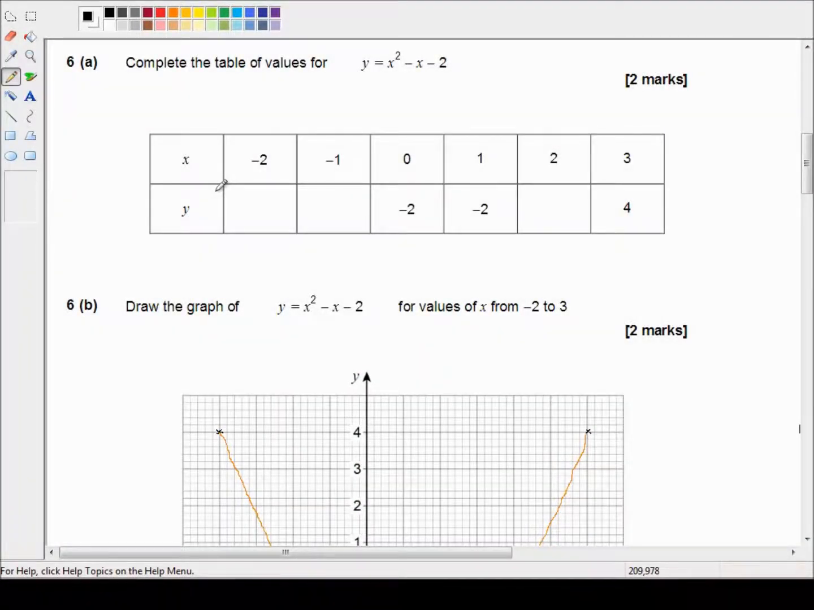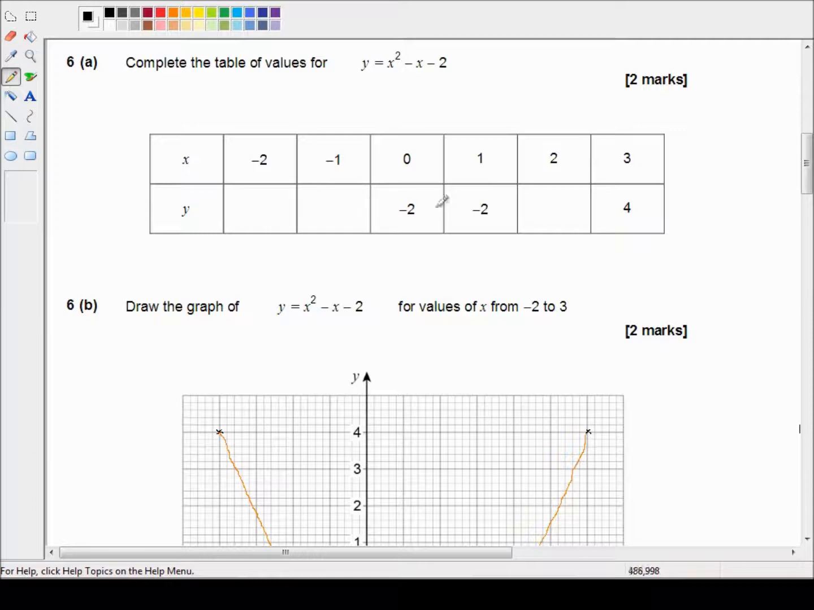In this video we're going to be looking at the second paper in the higher tier of the 8300 series past papers. This is the May/June maths past papers. It's a calculator paper, so we are allowed to use calculators, and we're picking up in question 6. And 6a says complete the table for values y equals x squared minus x minus 2.